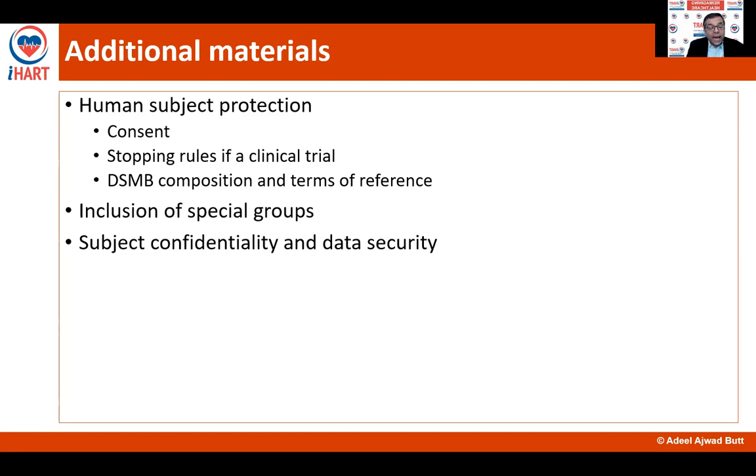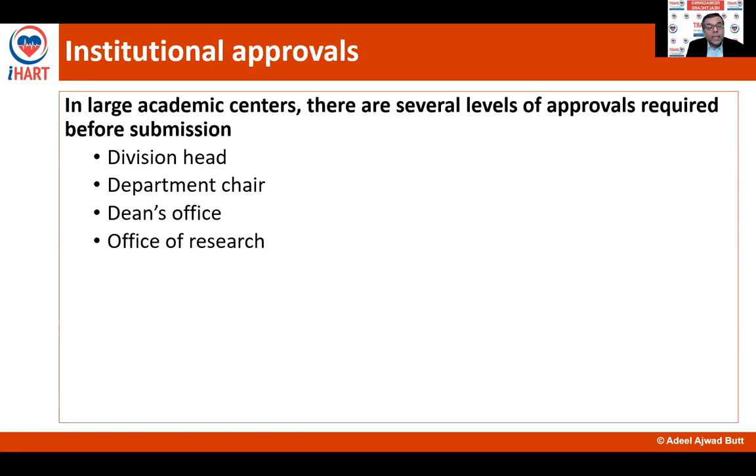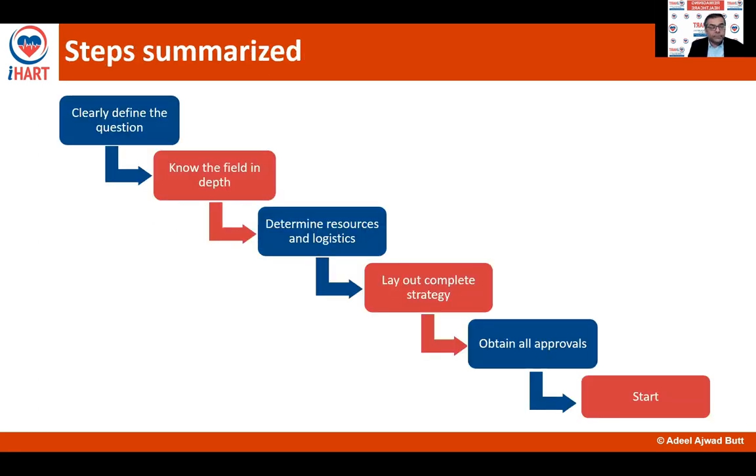And make sure that there are adequate measures in place for maintaining confidentiality and data security of all subjects. In large academic centers, there are several levels of approvals which are required before you start a project. Your division chief, your department chair, the dean's office, the office of research of the university or medical school or hospital. All of them may need to approve your study before it moves on to the IRB. And IRB or ethics board approval is an absolute must before you do any research related activity.